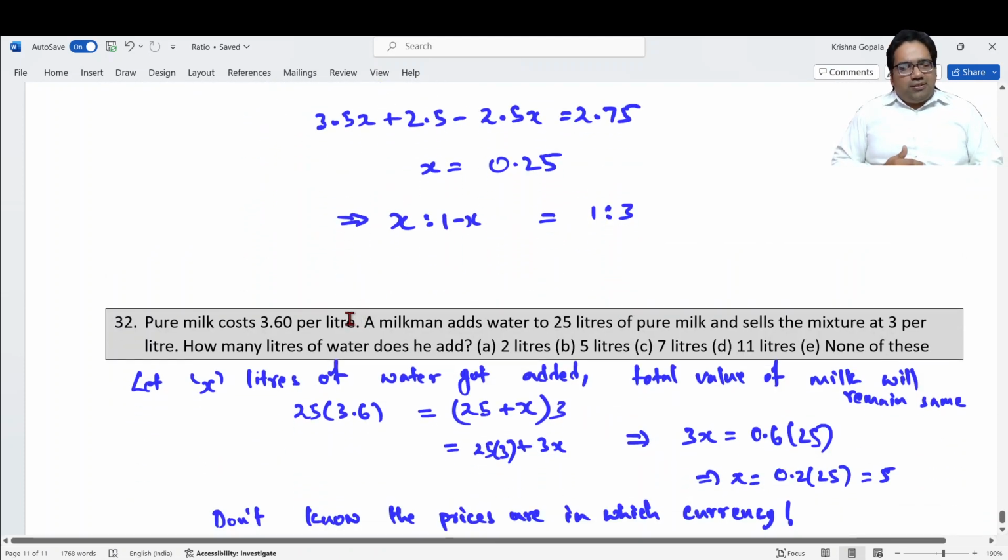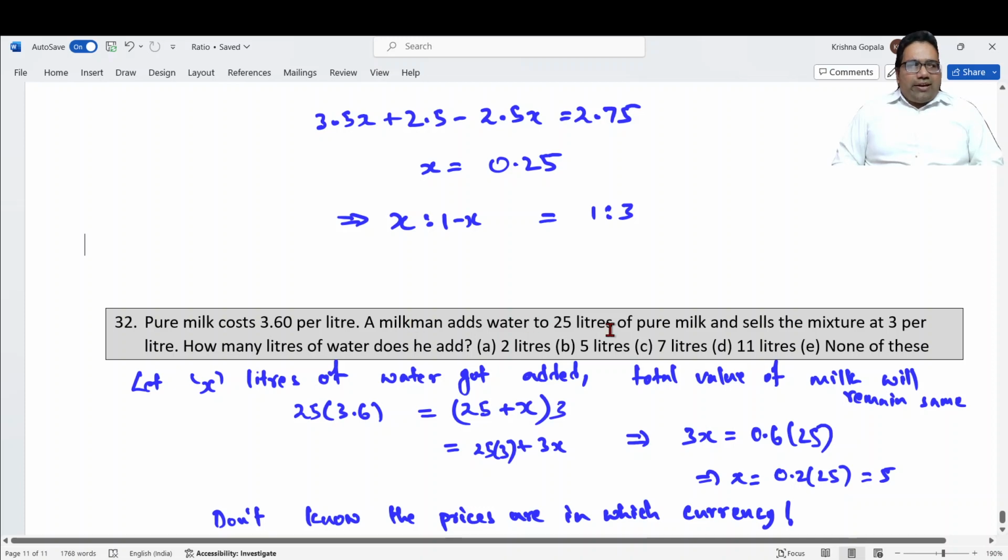Pure milk costs 3.6 per liter. A milkman adds water to 25 liters of pure milk and sells the mixture at 3 per liter. How many liters of water does he add? This is a very interesting problem. Don't get confused. Here, pure milk costs 3.6 per liter. The milkman adds water to 25 liters of pure milk and sells the mixture at 3 per liter.